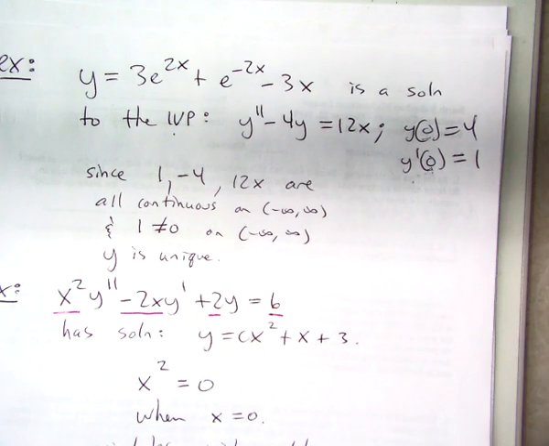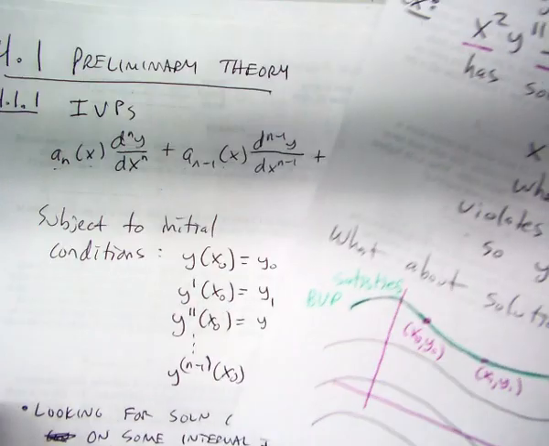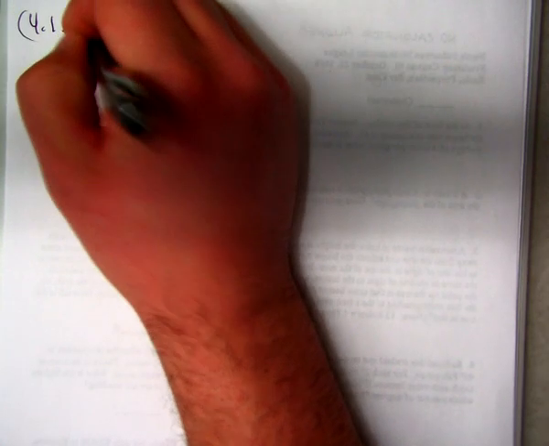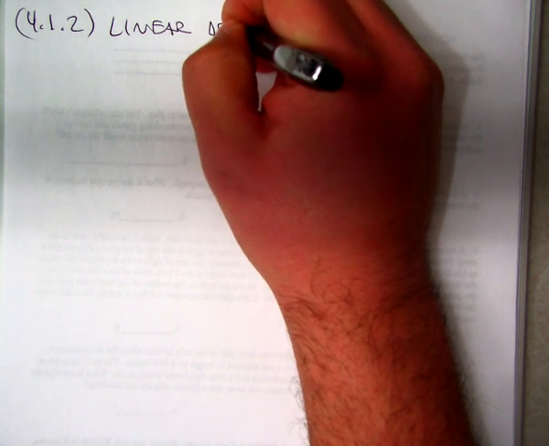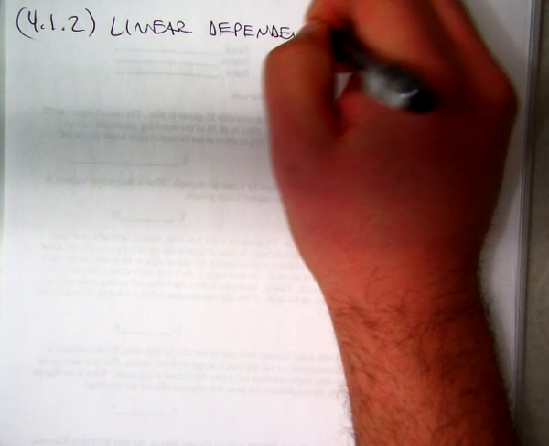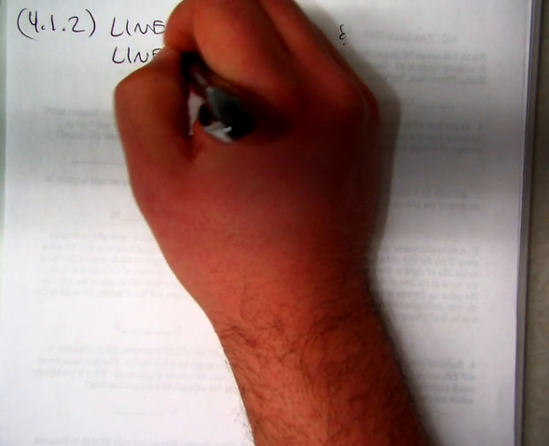All right. Then let's at least talk about the idea in the second part of 4.1, which is linear dependence and linear independence.